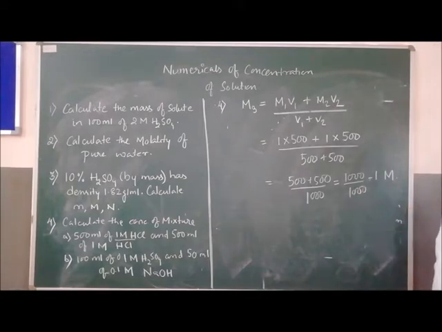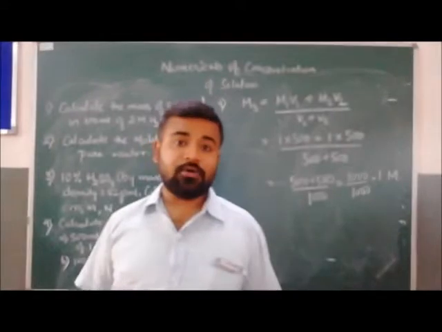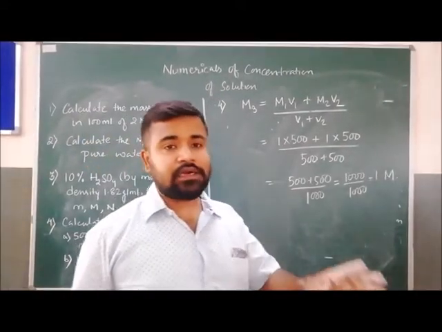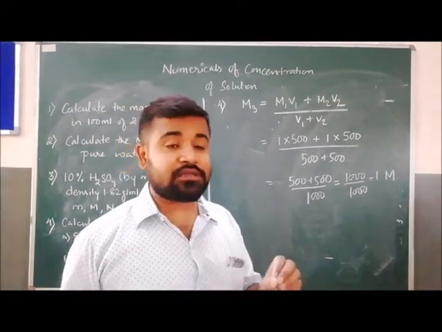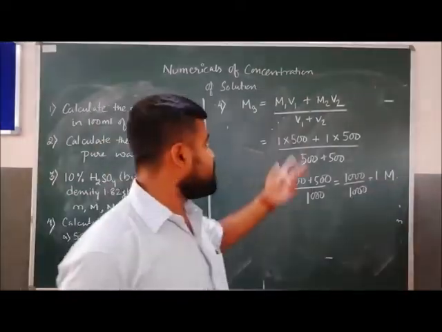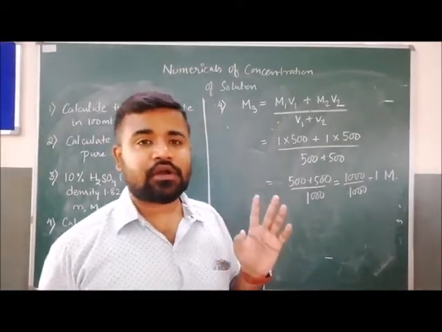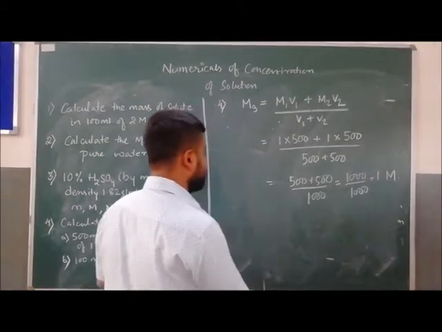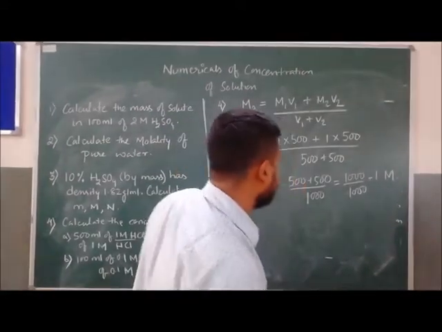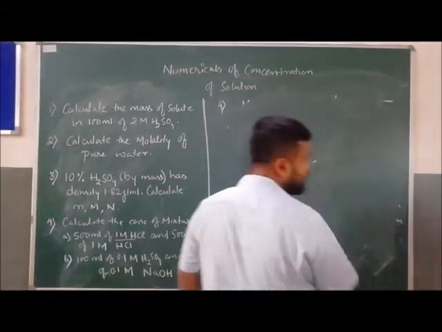Clear? So from this formula, the dilution formula, we can find out the resultant concentration of the solution, means the final concentration of the solution after the mixing of two same kind of acid of different or same concentration. Clear? So this is the first part. First part is over. Second part of the question.